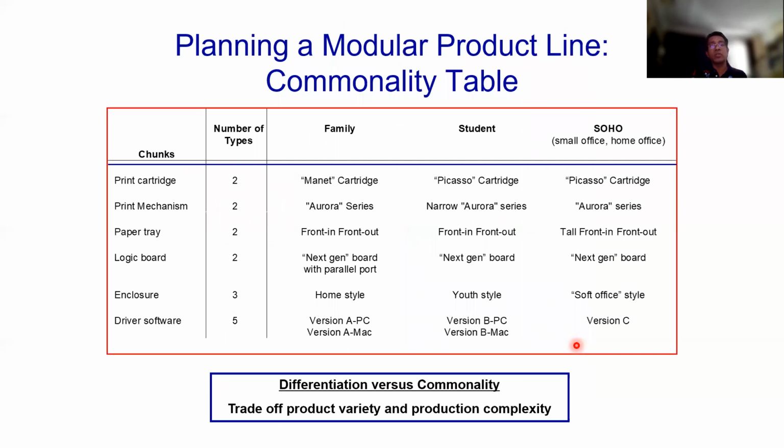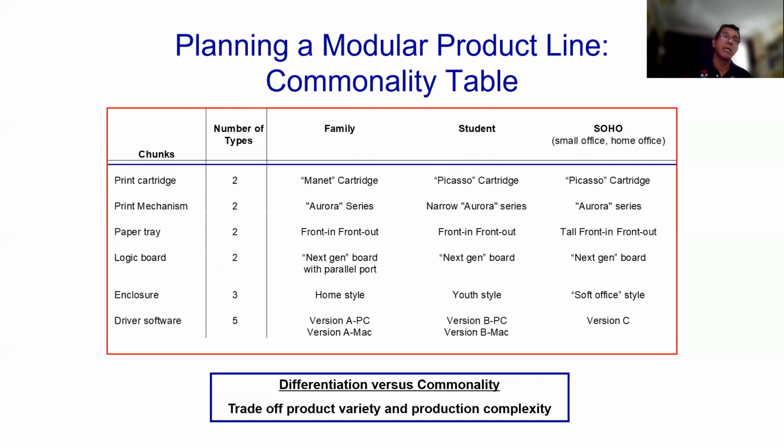And then we also have a discussion between differentials and commonalities. So I summarize here. Just now in the printer, we have families: students, office. We have a commonality on the chunk and type. So we use a common part on the cartridge, for example.